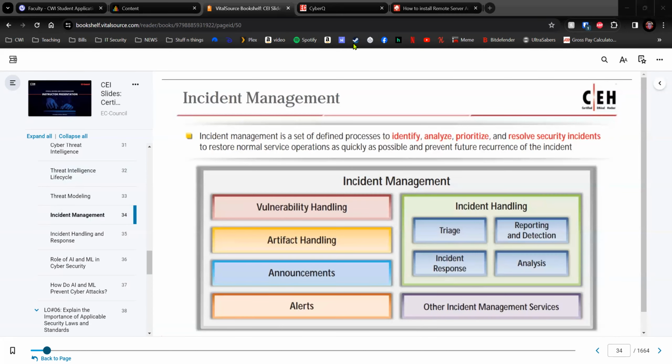But it does have some really good slides, like this incident management slide. So you have your vulnerability handling, artifact handling, announcements, alerts, and then inside incident handling, you have triage, incident response, reporting and detection and analysis, and then you have other incident management services.